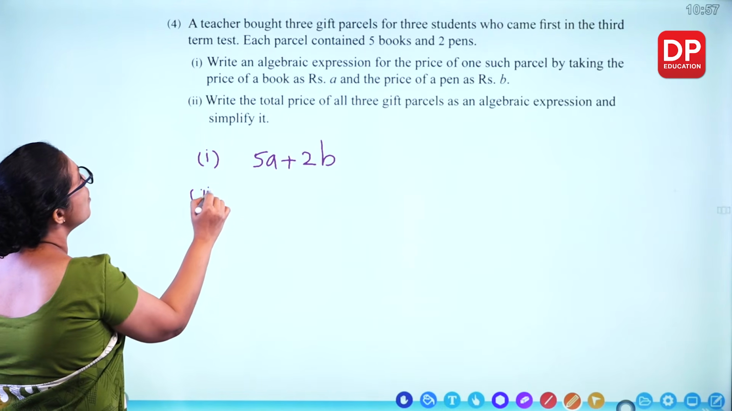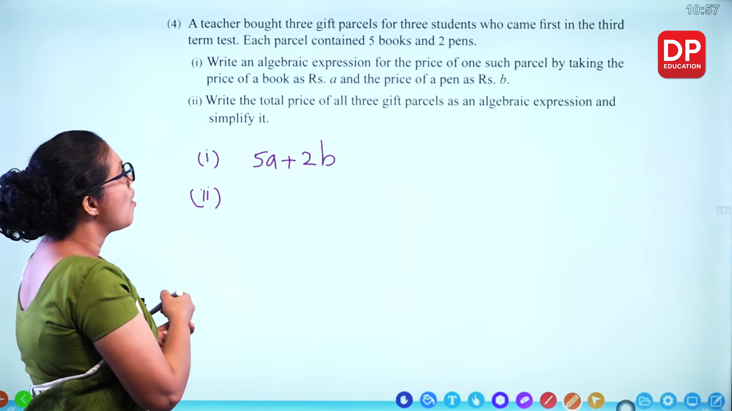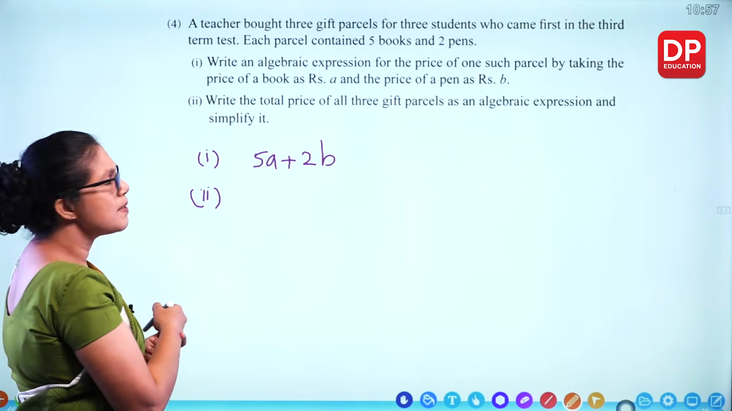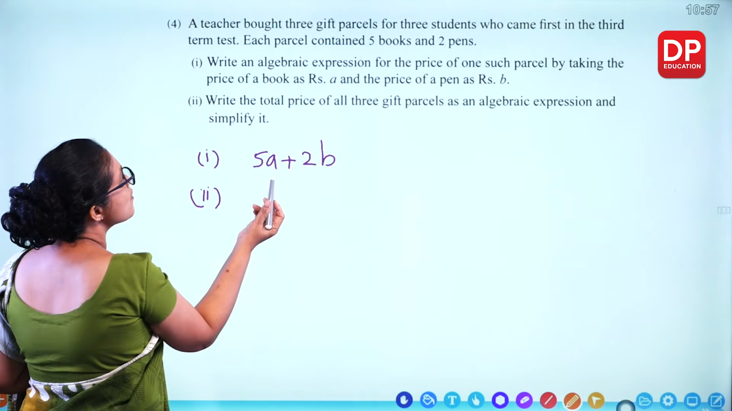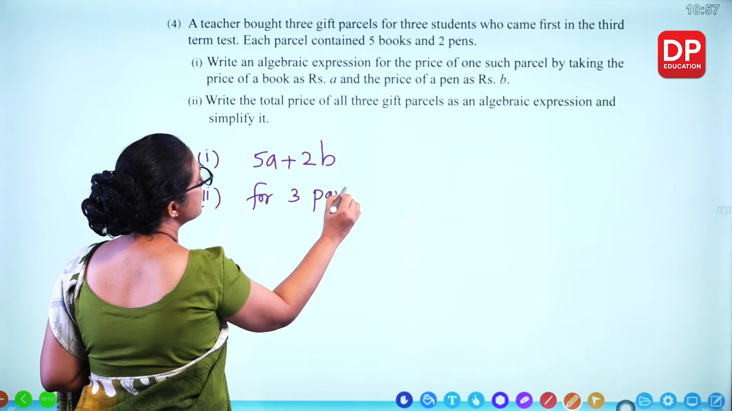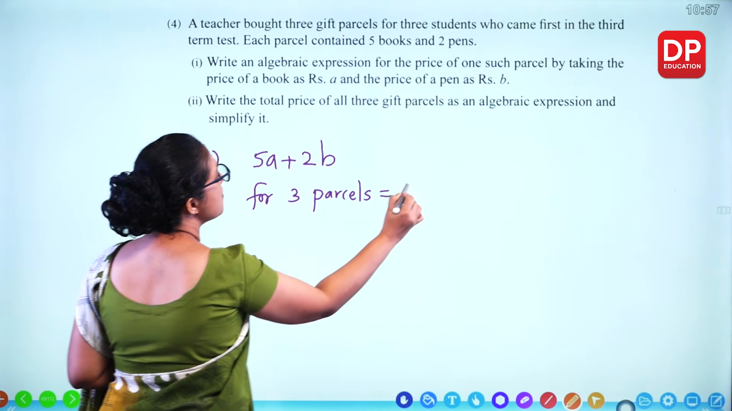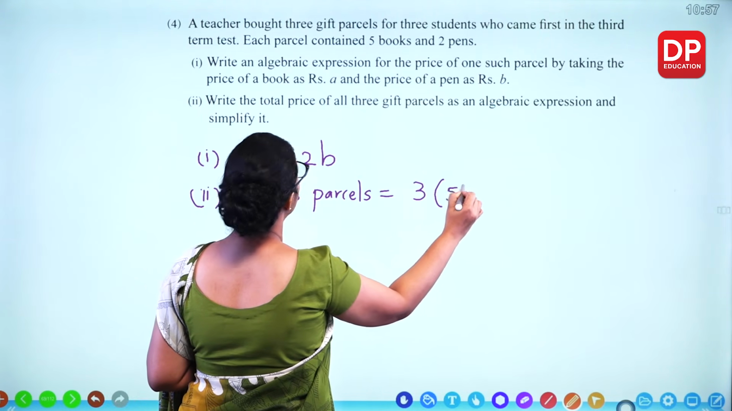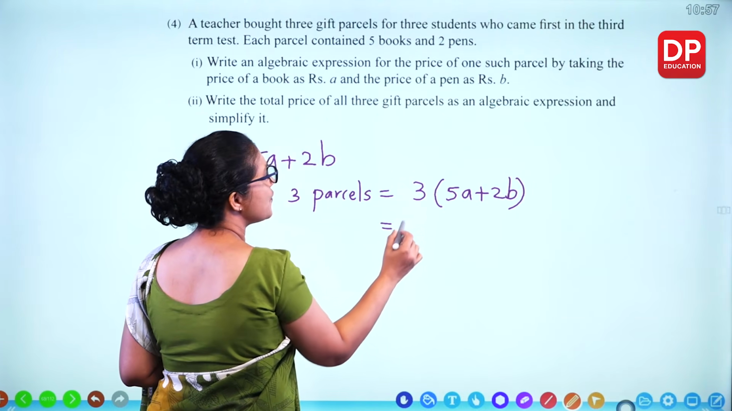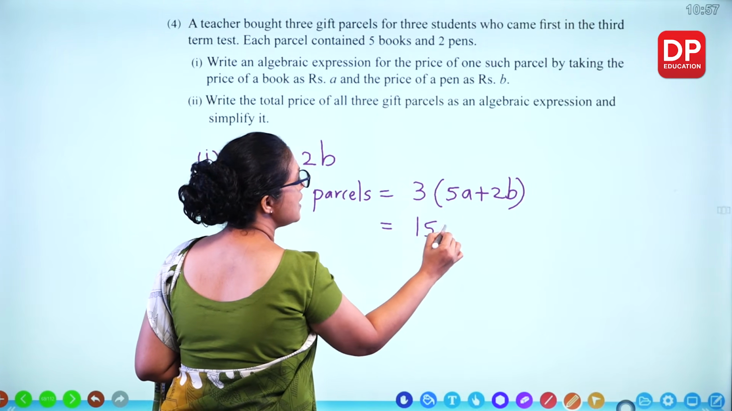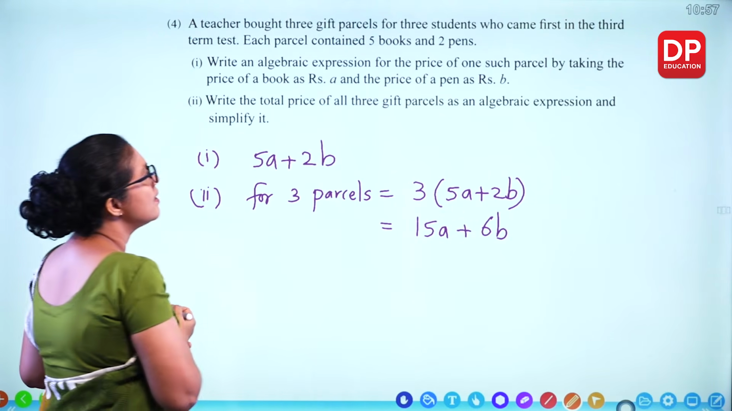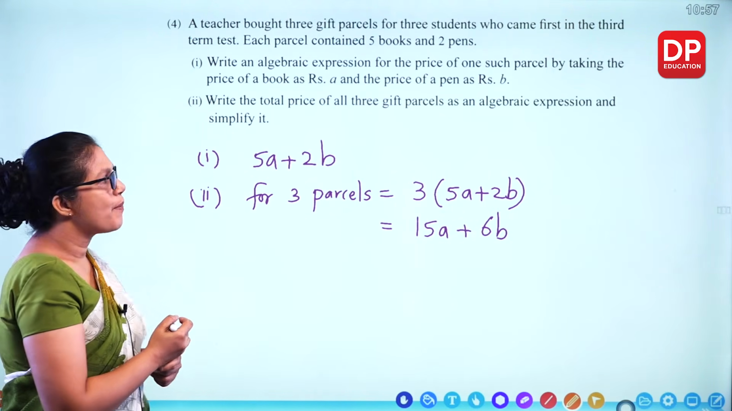Part 2, write the total price of all 3 gift parcels as an algebraic expression and simplify it. So, for 3 parcels, you have to multiply this by 3. Now, simplify, multiply by 3. 3 times 5, 15 and 3 times 2, 6. So, this is the amount for 3 parcels.